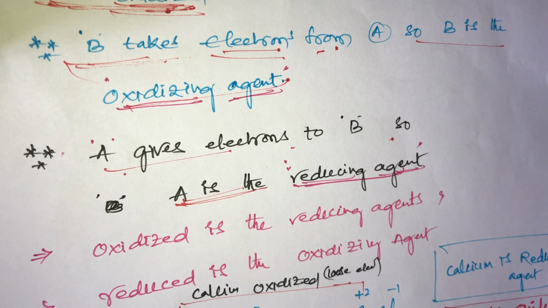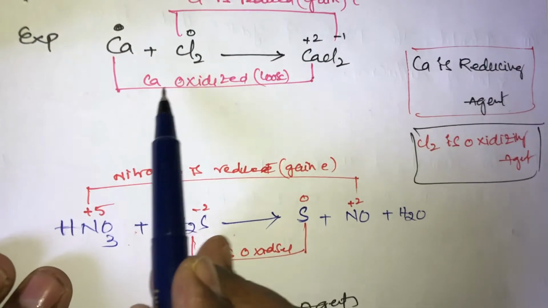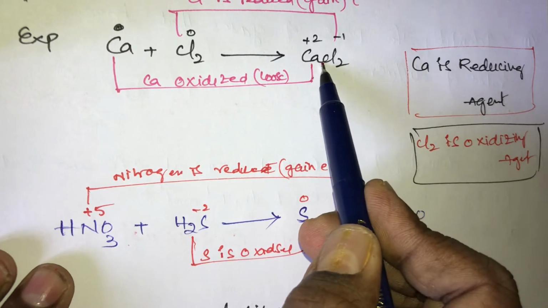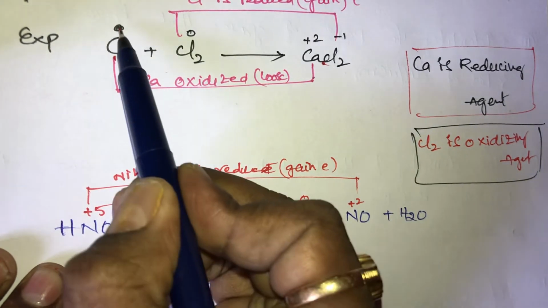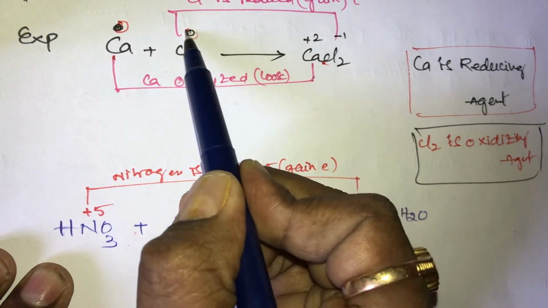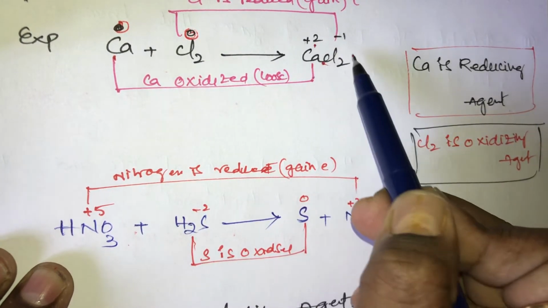I will take one example, students: Ca, calcium, plus chlorine gives calcium chloride. Out of these two, which one is the oxidizing agent and which one is the reducing agent? Here calcium's oxidation state is 0, chlorine's oxidation state is also 0, and in calcium chloride the oxidation number of calcium is +2 and chlorine is -1.